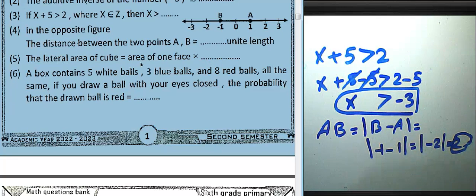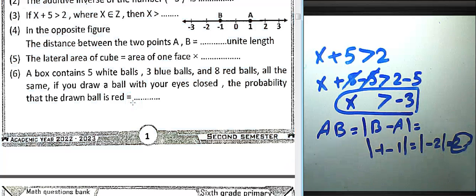Lateral area of cube, area of one face times 4. Write 4 here. Question number 6. A box contains 5 white balls and 3 blue balls and 8 red balls, all the same. If you draw a ball with your eyes closed, the probability that the drawn ball is red.